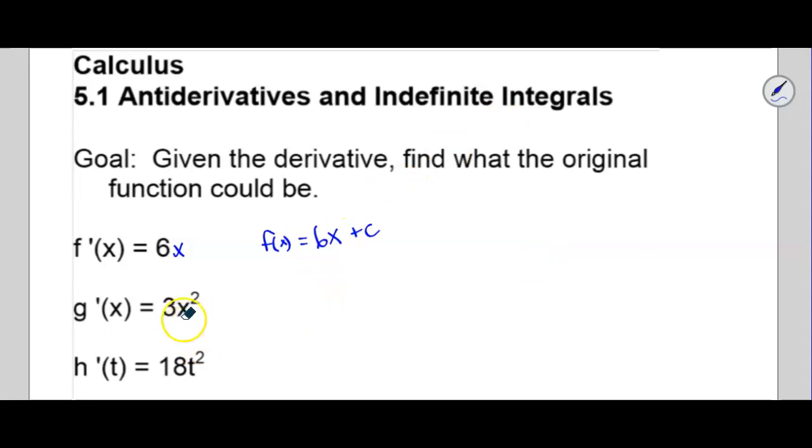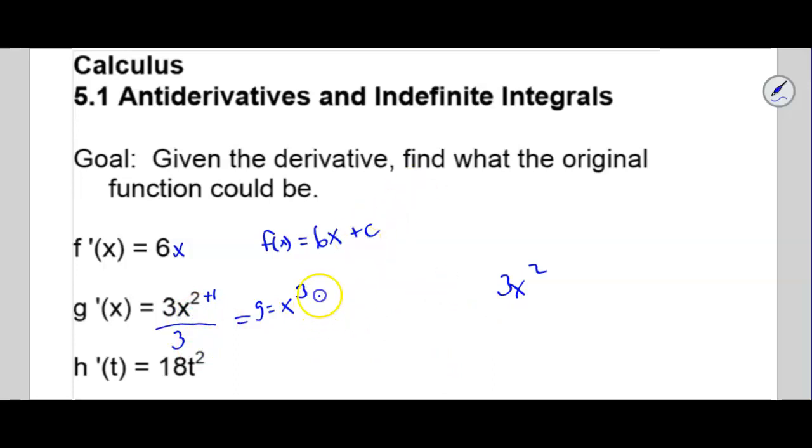For this next example, the derivative of g is 3x squared. Well, the rule is you add 1 to the exponent, and then you divide by your new exponent. So 2 plus 1 is 3. You divide by 3 and this will give you x cubed. So the original function g of x equals x cubed. Let me show you. Take x cubed and find the derivative. That would be 3x squared, which is what we started with. So we're basically undoing that.